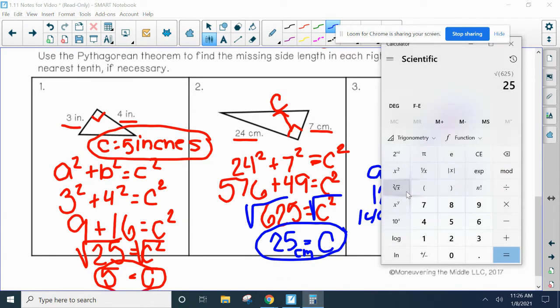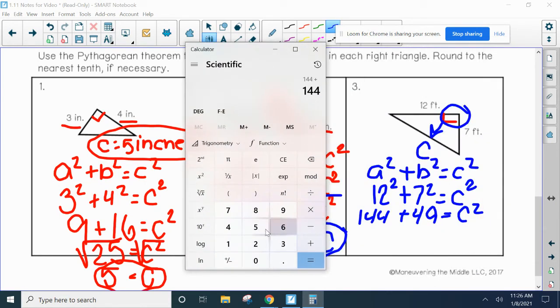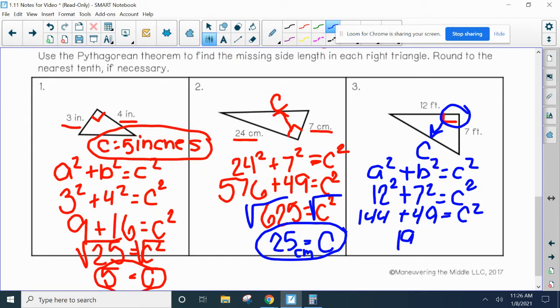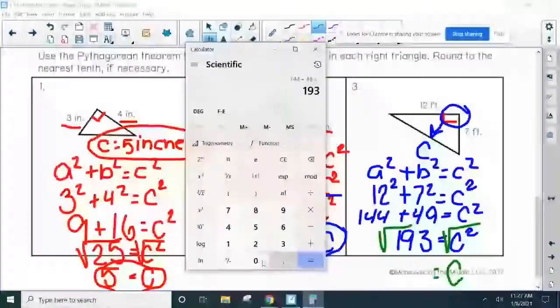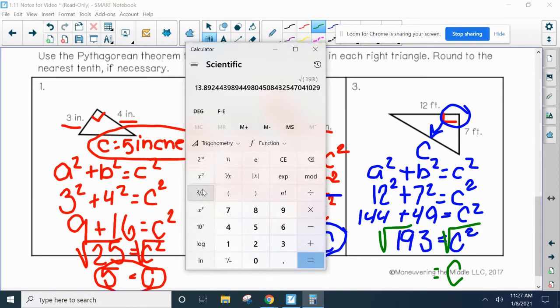So then we can say 144 plus 49, let's try that again, 144 plus 49, so 193 is equal to c squared, but we don't want c squared. We want to know what the length of the side is, right? So our last step, we're going to take the square root of both sides. We know that the square root of c squared is just c, because c times c gives me c squared. That's going to be our side length. And then we want the square root of this 193.